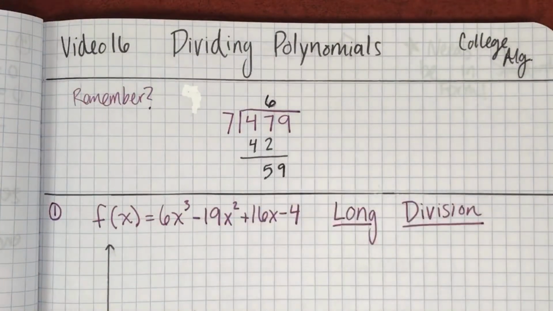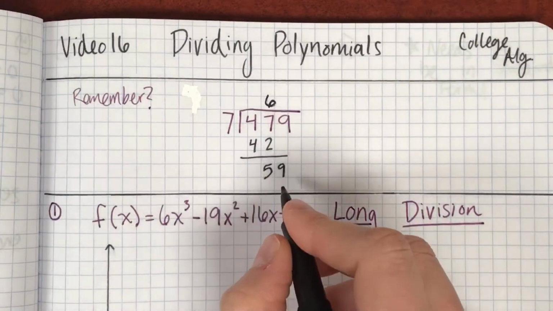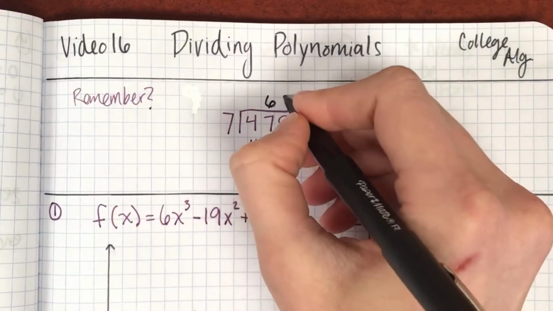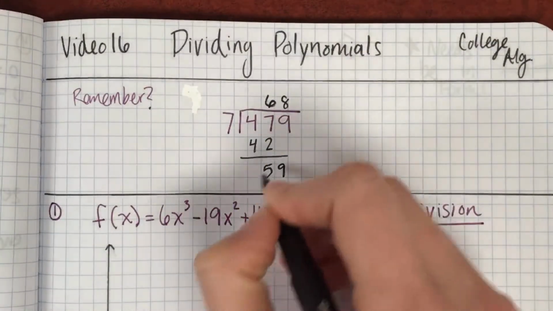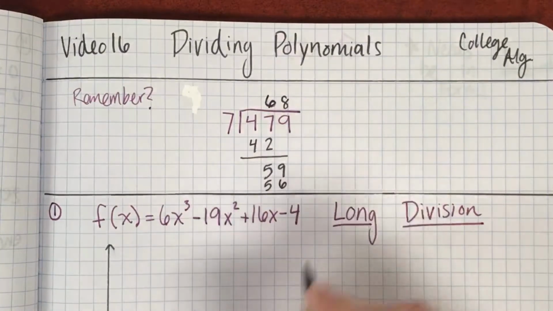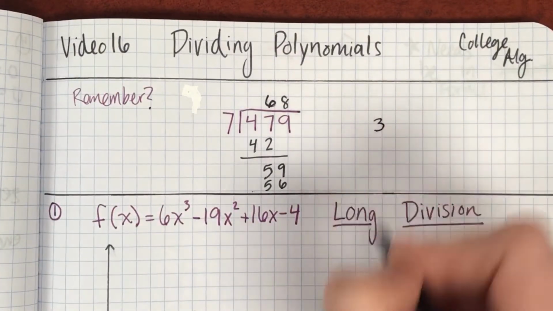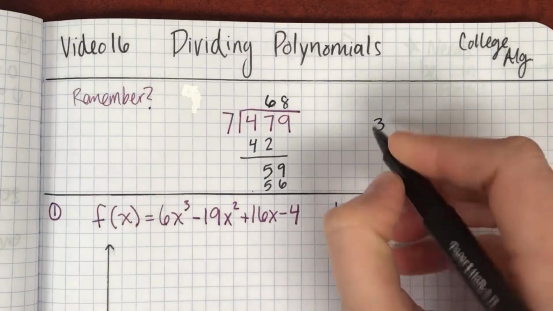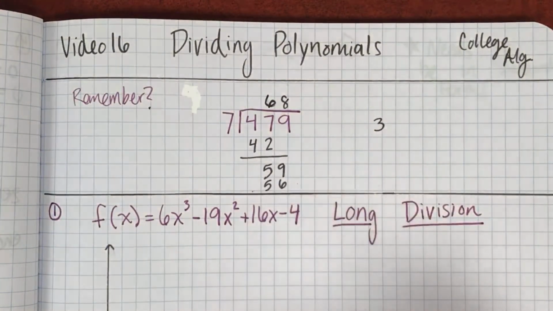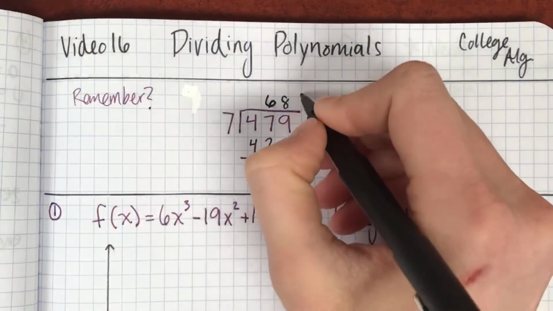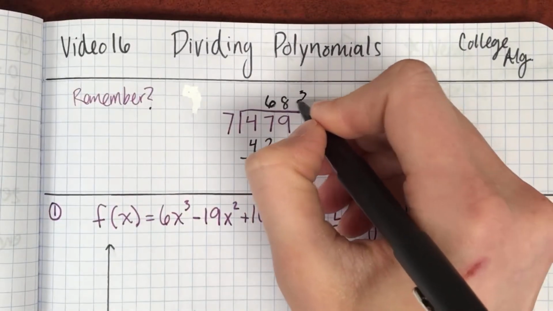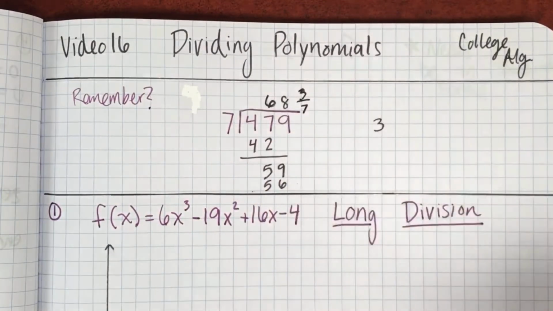And we see how many times does 7 go into 59? Well, that would be 8. So we'd have 56, and we'd subtract, and we'd be left with 3. And that would be our remainder. So our answer for this would be 68 and 3/7.